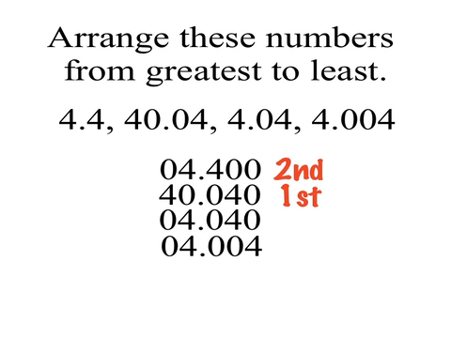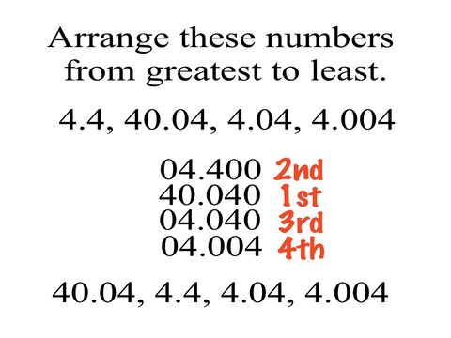The 4.400 is the second largest number. The 4.040 is the third largest, and our smallest number in this list is 4.004, our fourth largest number. And now we can write them at the bottom from greatest to least: 40 and 4 hundredths, 4 and 4 tenths, 4 and 4 hundredths, and then 4 and 4 thousandths.